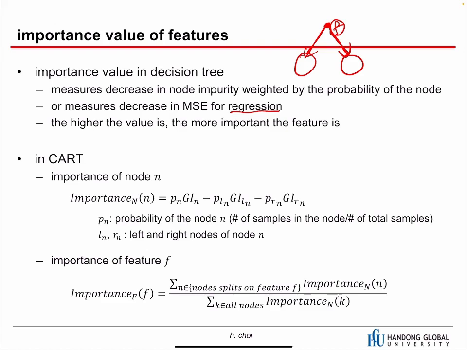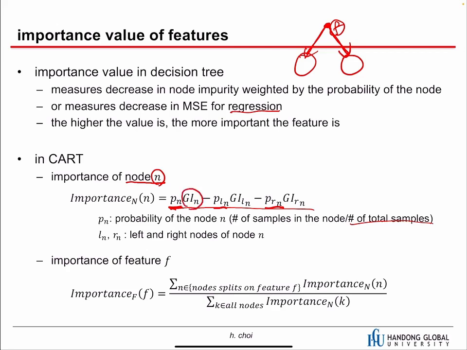And in CART, we can calculate the importance of node n. Okay, so the importance of node n is calculated by these equations. And this one is the probability of the node n, which means the number of samples in the node divided by the total samples. So basically, if we have a lot of samples in this node, then this node has high probability. Okay, then we split into the left one and right one, and we have a Gini impurity.